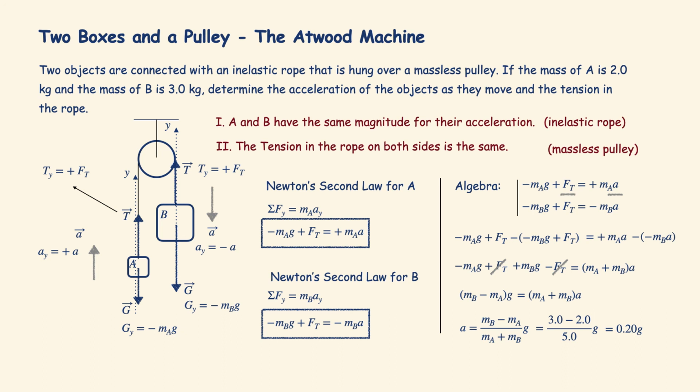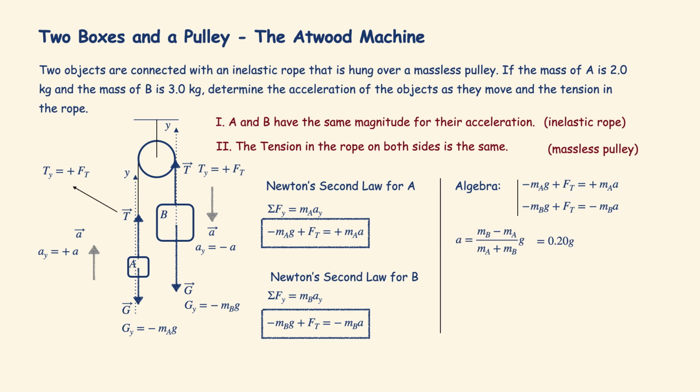So what about the tension? What I need to do is grab this expression for the acceleration, I need some more space here, and use it in one of the original equations. I chose to use the first equation, the top equation. Let's see what the top equation looks like. It's going to be still minus ma times g plus FT, and it has to be equal to ma times the acceleration. Only now I know the acceleration is going to be the difference between the two masses, mb minus ma, divided by the sum, ma plus mb, times g.